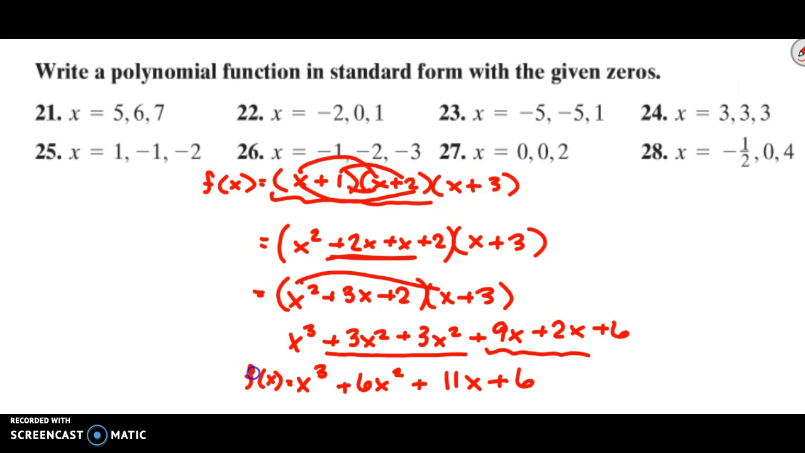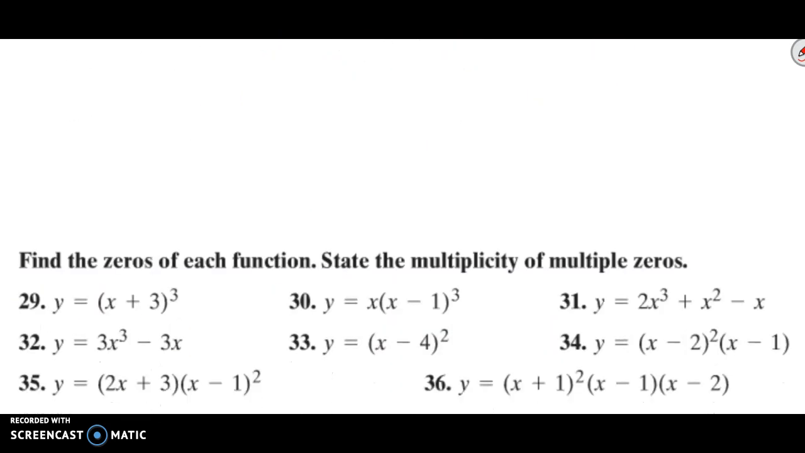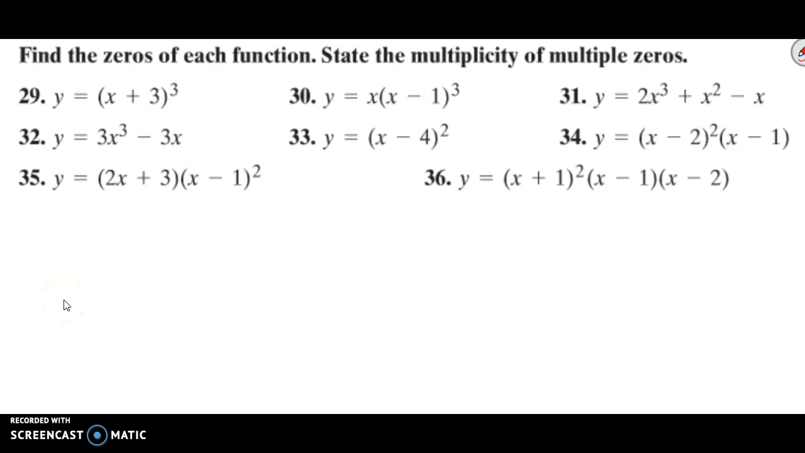Okay. All right, one more question, and this one is going to be about finding the zeros and then stating the multiplicity of any multiple zeros. Looking at number 36, that one tends to be one that intimidates many. Since this is already factored, you can just go ahead and set each of these expressions equal to 0.